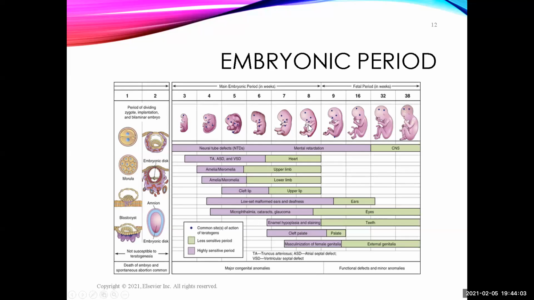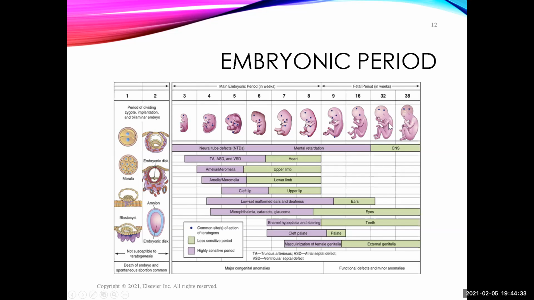You can see my screen still, right? Yes. Okay. So then this next period is called the fetal period, and that's between 9 and 38 weeks. And this is a nice graph because it actually shows you all the different things that can happen during this time. So neural tube defects, mental retardation, and the central nervous system is being formed.